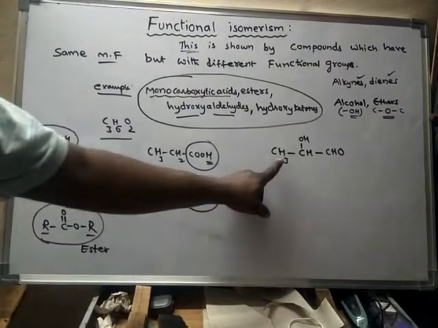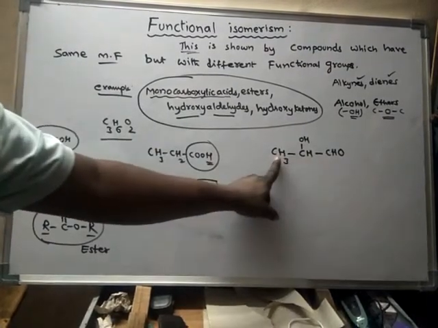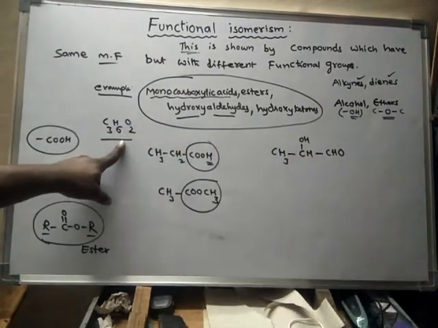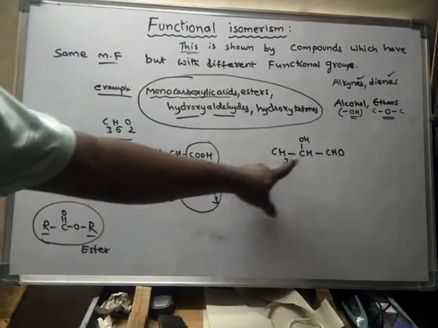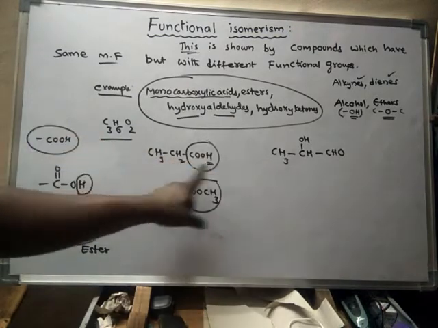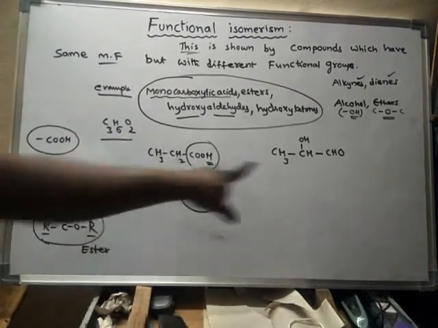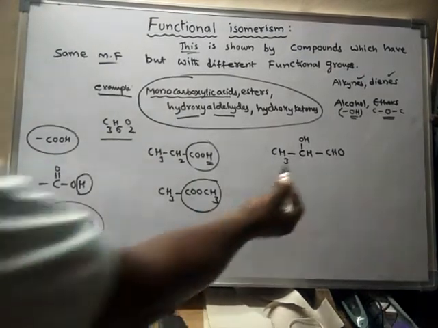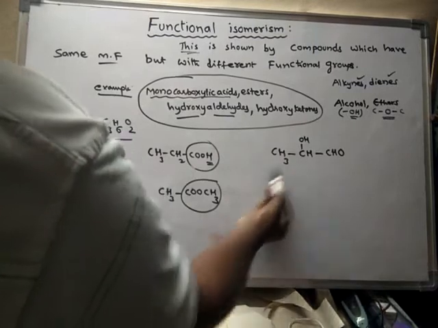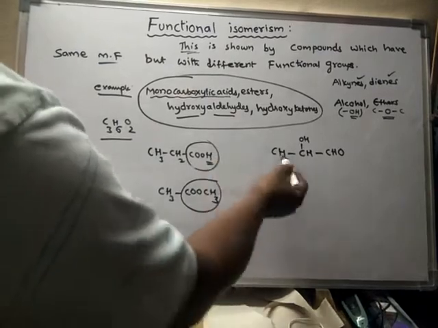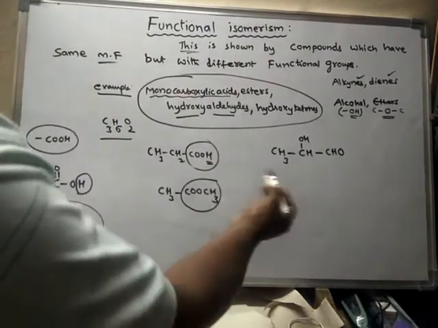Okay. See, the molecular formula of this one is C3H6O2, the same molecular formula. Here the functional group is different from the other functional groups. So these are compounds having the same molecular formula, but they have different functional groups. Hence they are said to be functional isomers. So this is a functional isomer to this one, and this is a functional isomer to this one. Each and every one of these compounds is a functional isomer to the other compounds.